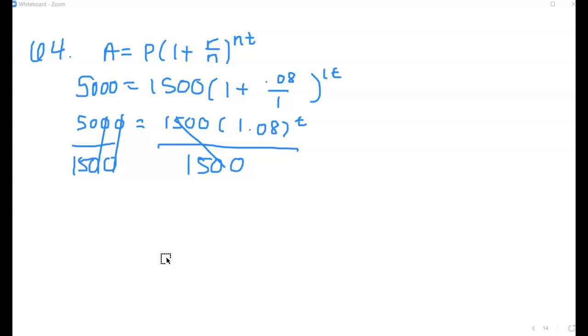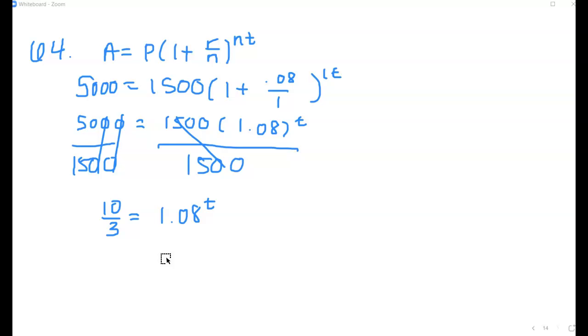So you get 50 over 15. Oh, my calculator just died. So we get 50 over 15, both divide by 5. So you get 10/3 equals 1.08 to the T.